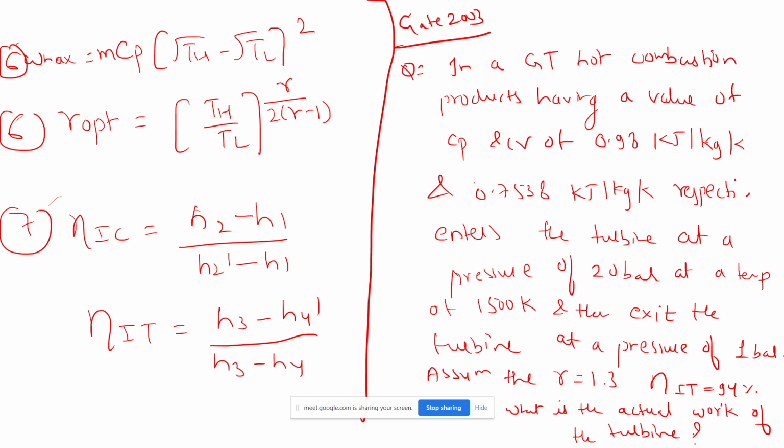Remember this actual work done. What are we talking about? Actual work done is this one. Okay. I'll give you 5 or 10 minutes. Please try. Then I'll tell you how to solve this problem.